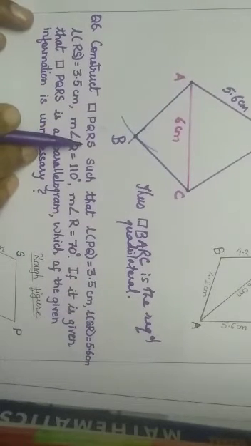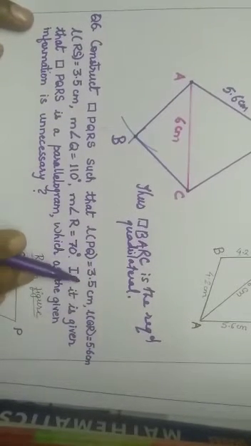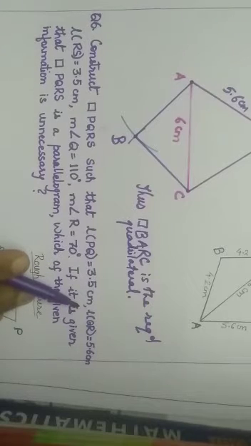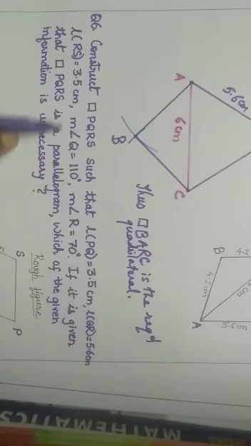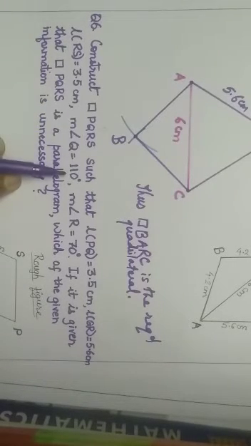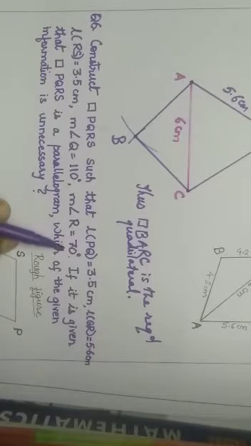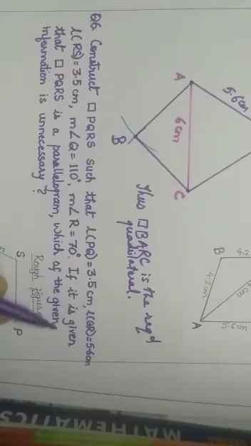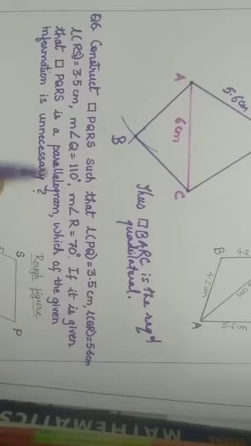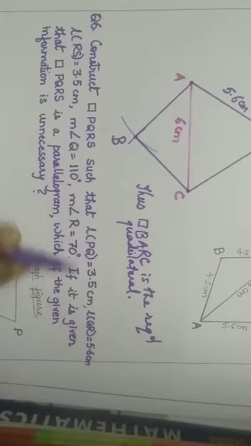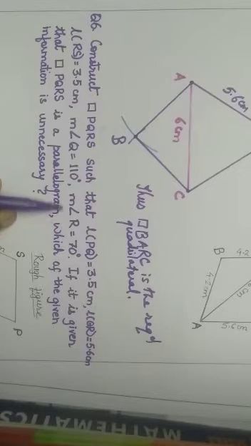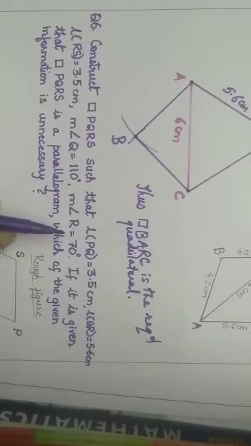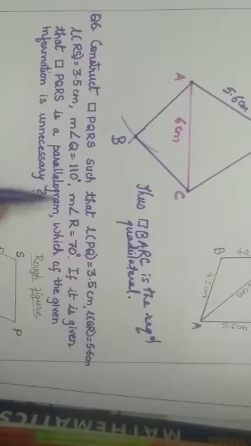Construct quadrilateral PQRS such that length PQ is equal to 3.5 centimeter, length QR is 5.6 centimeter, length RS is 3.5 centimeter, measure angle Q is equal to 110 degree, measure angle R is equal to 70 degree. If it is given that quadrilateral PQRS is a parallelogram, which of the given information is unnecessary? Here, so much information means most of the given information is not required at all in this question. So which information is unnecessarily given, that we have to find.